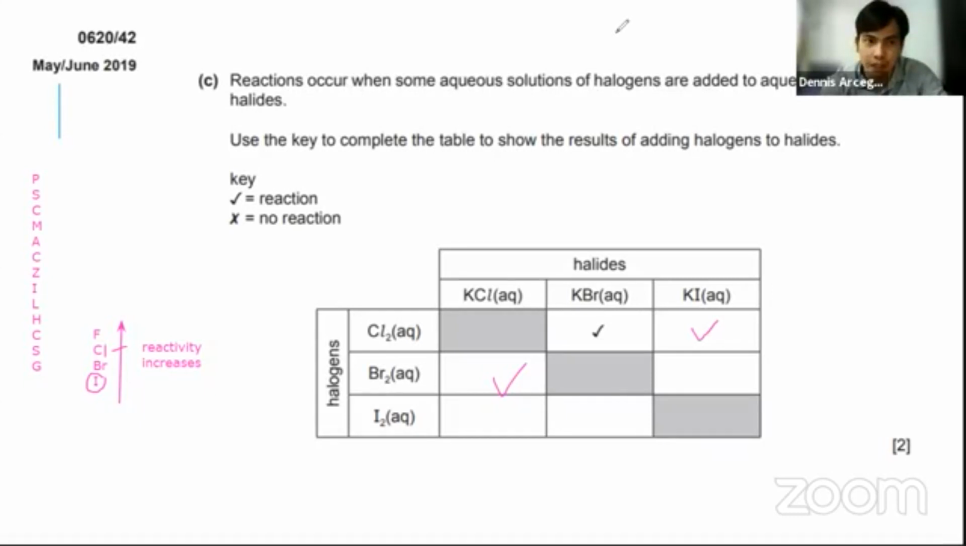Okay? So potassium iodide, bromine is here. It is more reactive than iodine, so there will be a reaction. Iodine and then chlorine. Iodine is less reactive, so no reaction. This is X. Then iodine and bromine. Still, iodine is less reactive than bromine, so there will be no reaction.